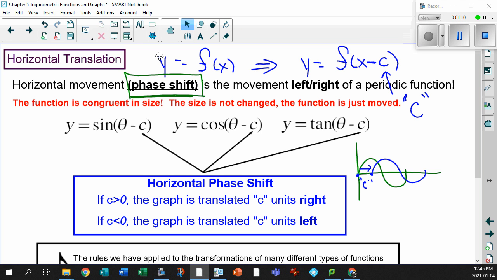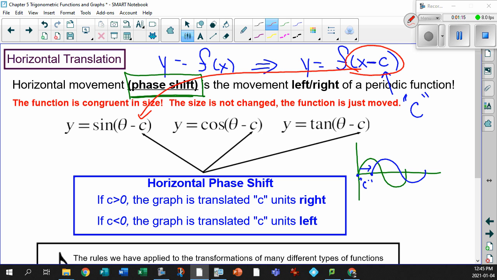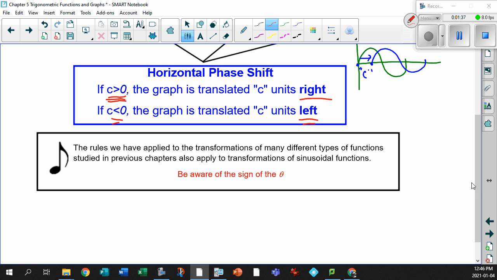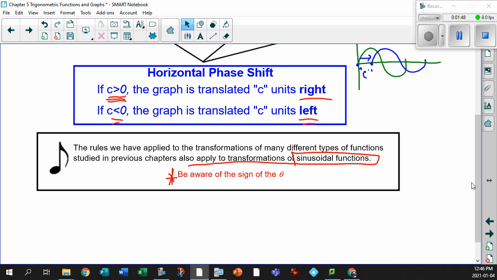You got it. So think about this. Look, this same idea now goes into sine, cosine, and tangent. We're just shifting it left or right. Okay, so in a horizontal phase shift, remember, if you're greater than 0, you're positive, you're going to the right. If you're less than 0, you're going to the left. Easy peasy. Now, the rules that we apply to the transformation of many different functions also apply to the transformation of sinusoidal, but be aware of that sign. Okay, so without further ado, let's go.